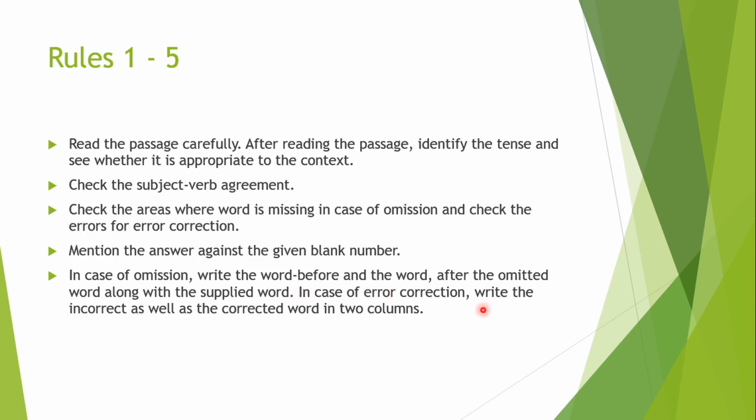In case of error correction, write the incorrect as well as the corrected word in 2 columns. So while editing and that is while finding the error, what you have to do, you have to find the incorrect word and you have to write that incorrect word under the heading incorrect, and what you think in place of that should come, that should be written in the correct form of the verb. Means अगर आप कोई error find कर रहे हैं तो उसमें जो गलत वर्ड है उसको आपको इनकरेक्ट वर्ड के नीचे लिखना है और करेक्ट वर्ड के नीचे आपको अपना सही आंसर लिखना है.